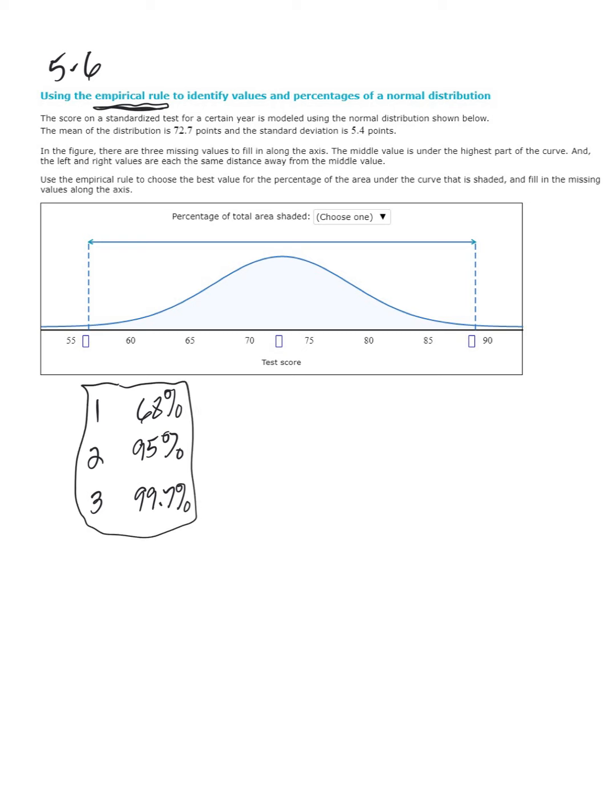So as we go through here, they tell us that the mean of this distribution is 72.7. So that is the number right in the middle of our distribution, 72.7. And it has a standard deviation of 5.4 points. It says use the empirical rule to choose the best value for the percentage under the curve that is shaded, and fill in the missing values along the x-axis.